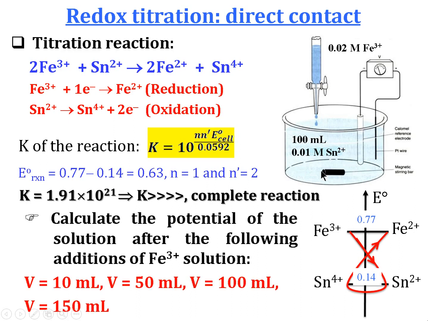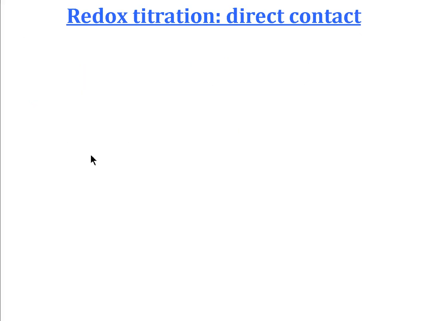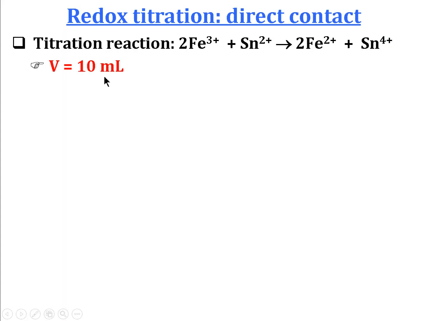In this problem of titration, when we add Fe3+ to Sn2+, the concentration of the reactants and the concentration of the product will be changed. So we have to calculate the potential of the solution after the additions of Fe3+ at the specific additions V equal 10, 50, 100, and 150 milliliters. So calculate the potential of the solution for the addition of 10 milliliter of Fe3+.